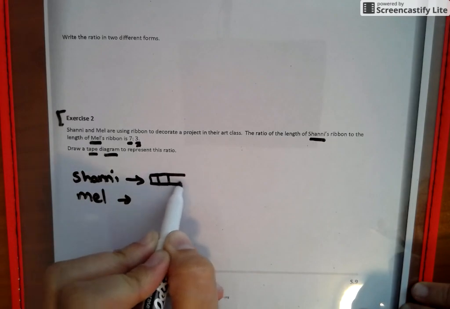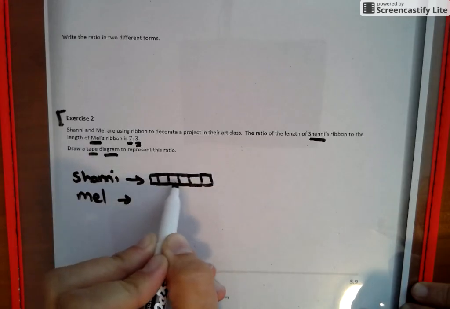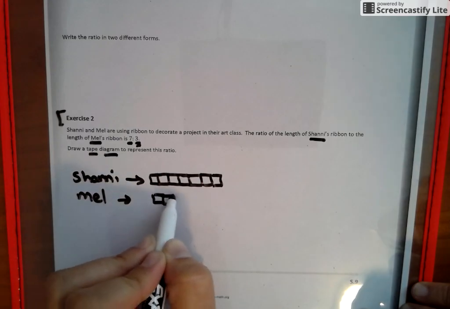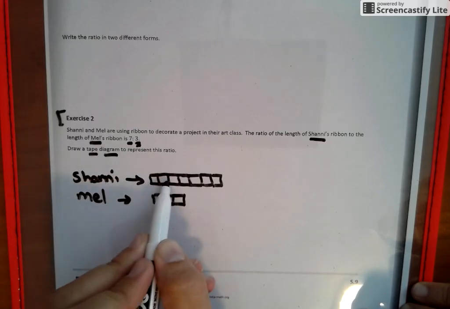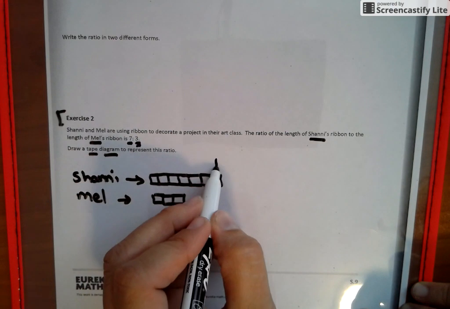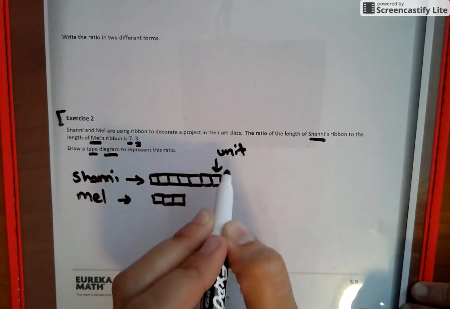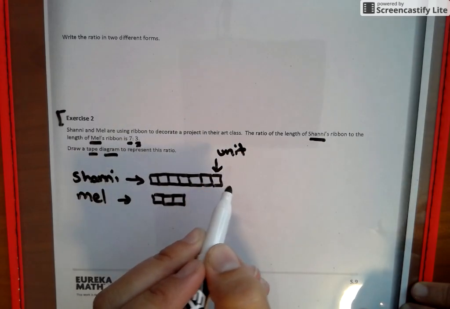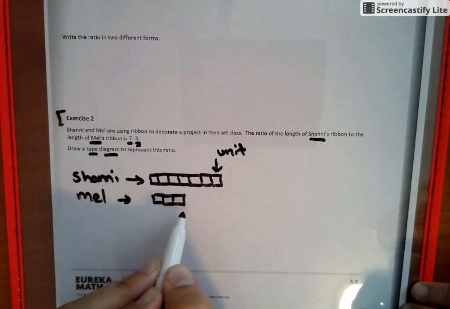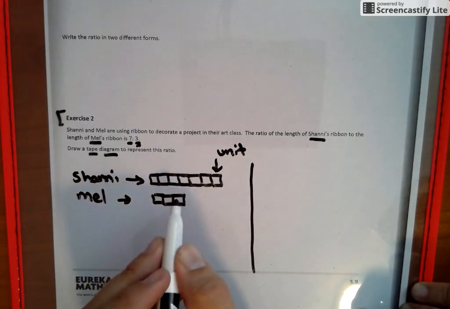So we would make 7 boxes. We try to make them as close to the same size as possible. And then Mel would have 3. So 1, 2, 3, 4, 5, 6, 7. 1, 2, 3. And each of these boxes, pieces of tape, are representing 1 unit. Whether the unit is feet, inches, centimeters, right now it doesn't matter. That is what the tape diagram would look like.